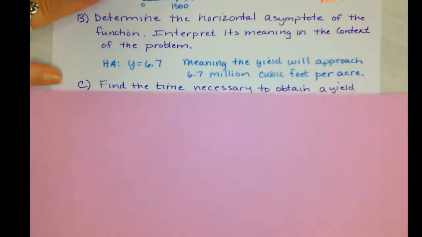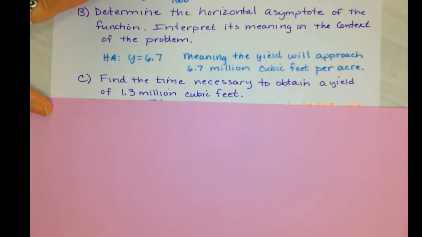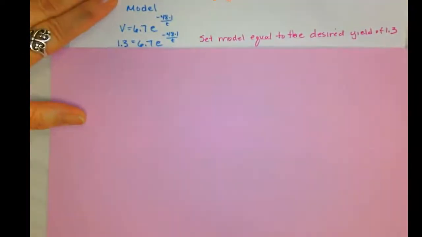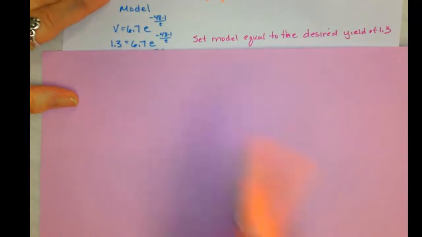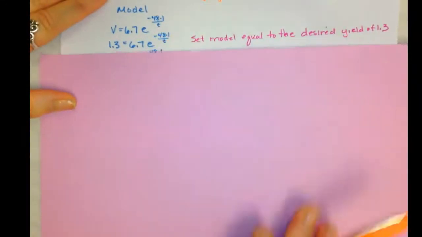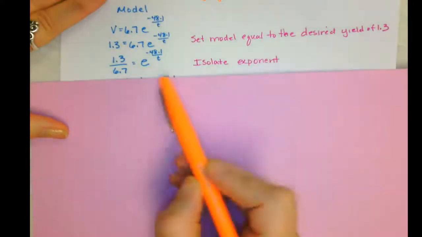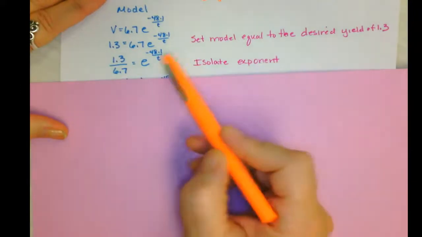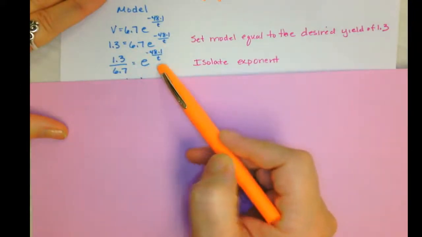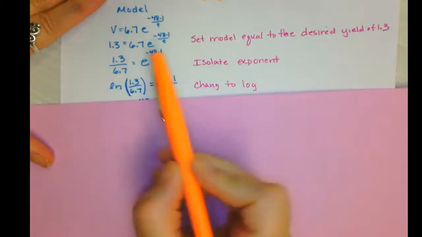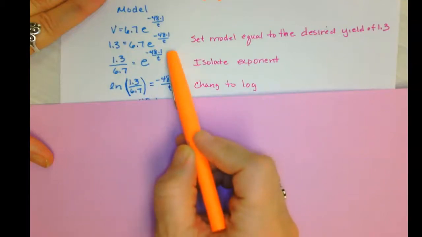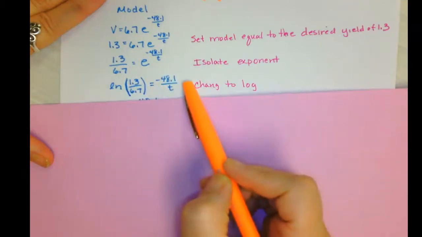Okay, then we go on to part C, find the time necessary to obtain a yield of 1.3 million cubic feet. So here's my equation I'm working with, and remember I want to get t by itself before I go to the calculator. The first thing I'm going to do is get rid of this a value right here, so I'm going to divide both sides by 6.7. Now I have the exponent isolated, so I can convert it to a log. It's going to be natural log, because that's base e, of this fraction equals the output, remember, which is the power. So it's this whole fraction right here.